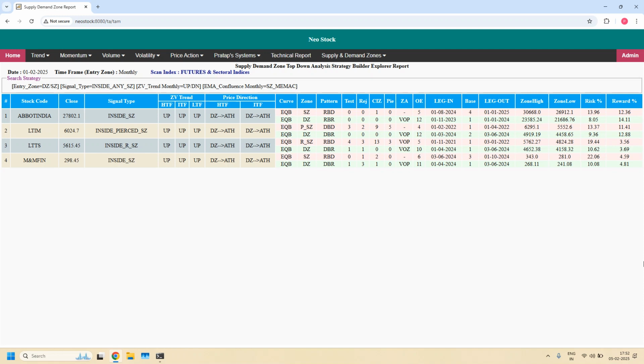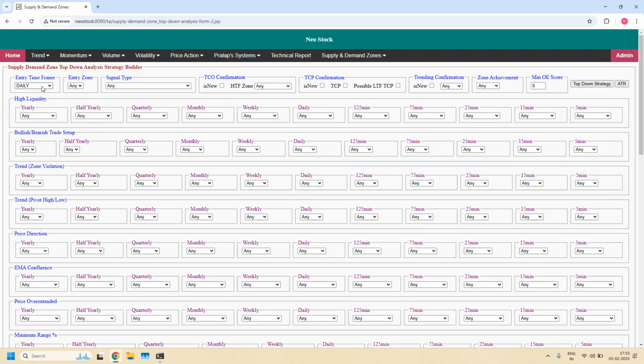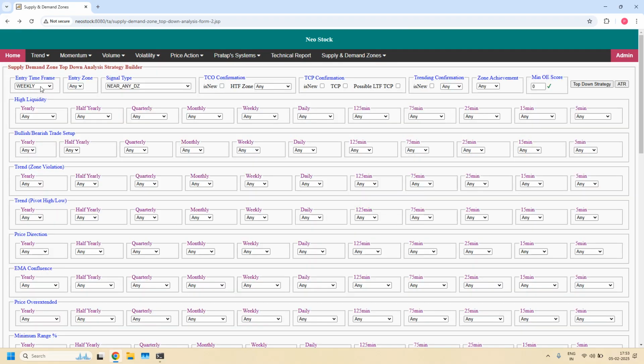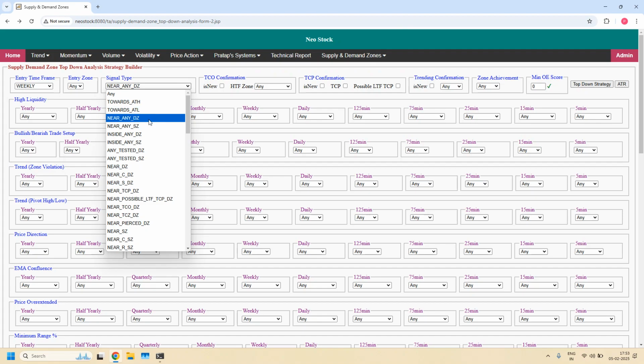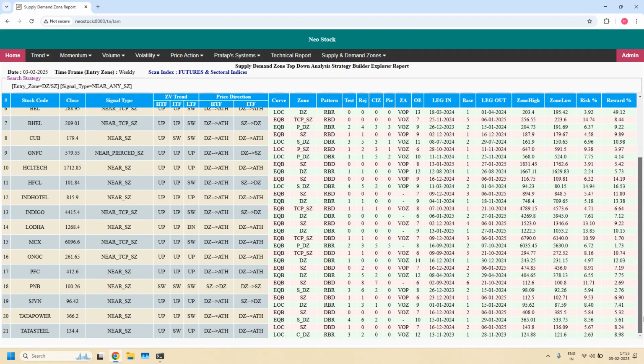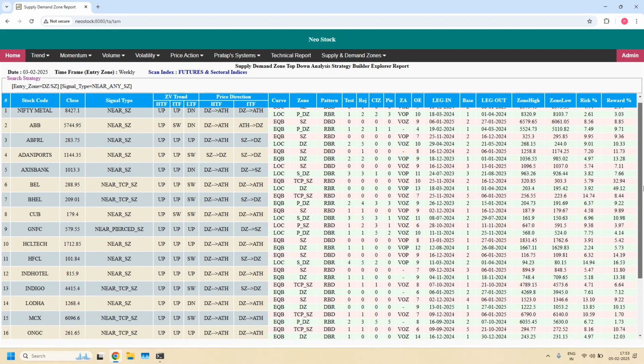So this is about monthly time frame. So next time frame is a weekly. For weekly time frame, stocks near weekly demand zone, we got 9 stocks. Next, weekly time frame, stocks near weekly supply zone, we got 21 stocks.